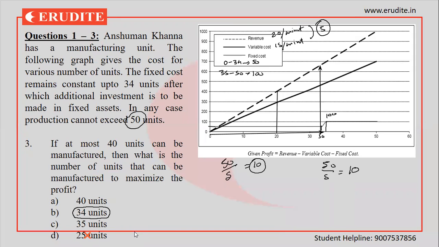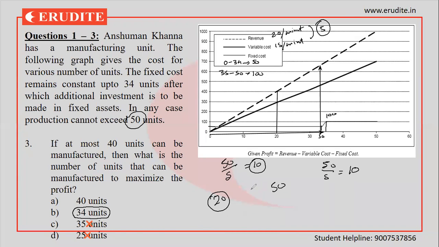Now coming to 35. 34 to 35, if we shift, what is the increment in revenue? 20 rupees. Whereas what is the increment in fixed cost? 50 rupees. So actually profit will drop down by 30 rupees. From 34 to 35, there is a drop in profit because suddenly fixed cost is increasing at an abrupt rate. So 35 cannot be the answer.